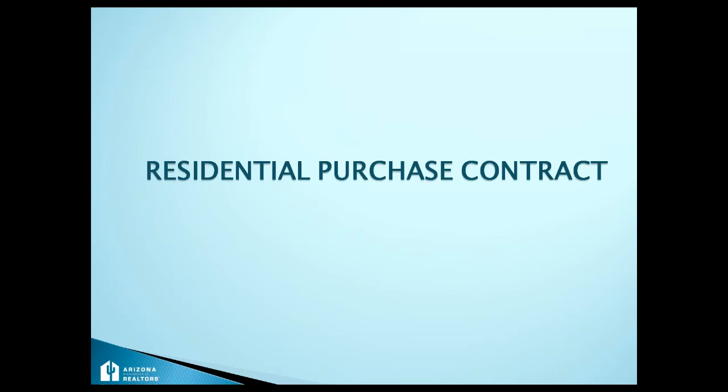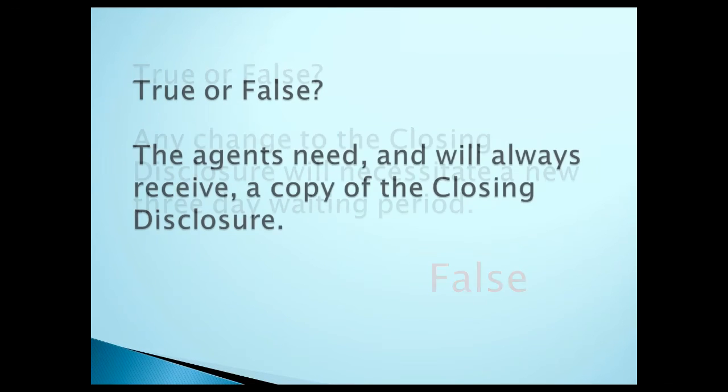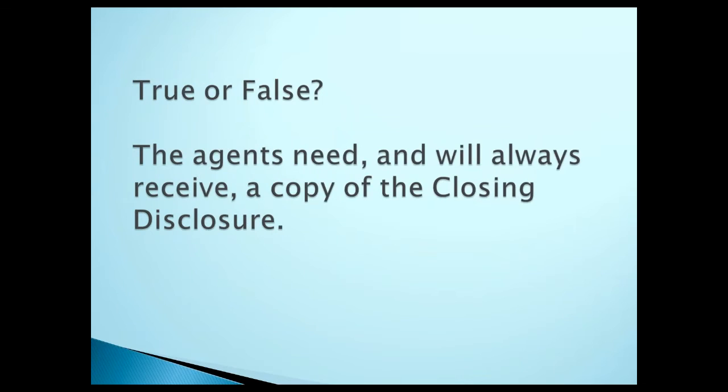Okay, well, let's take those two true-false questions. If everyone didn't get 100% on there, let's go back and make sure those get answered. The first one is: the agents need and will always receive a copy of the closing disclosure, and the answer is false. Part of that is, what is the closing disclosure? The closing disclosure is typically only between the borrower and the lender. So the question becomes, if I'm the listing agent, am I going to get it or not?